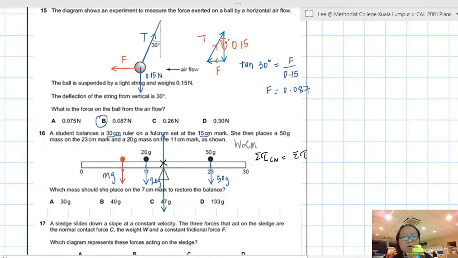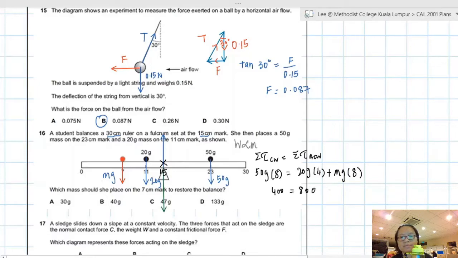As usual, you can always pause and try the question and then fast forward to see the answers. Anyway, clockwise would be your 50 gram. This one is at 15 because it's a 30 cm ruler. So 50 times 8, because 23 minus 15 is 8. And then 20 times 4, 15 minus 11 is 4. And we will plus mg times 7. Sorry, not 7. 15 minus 7, which is 8.